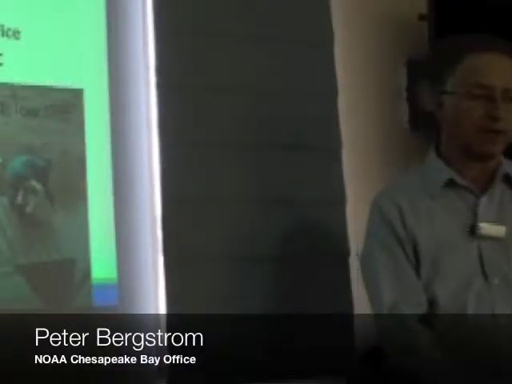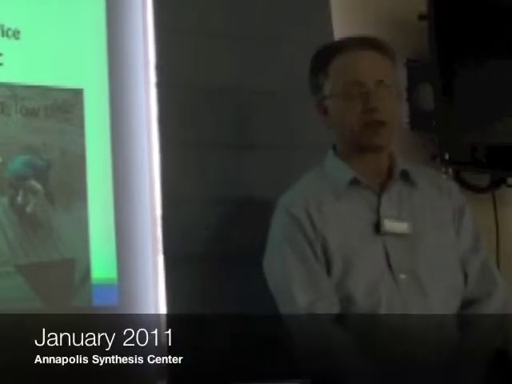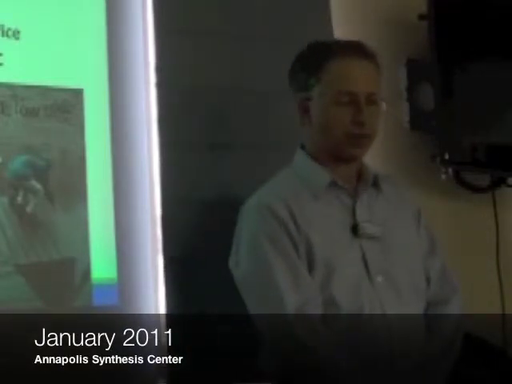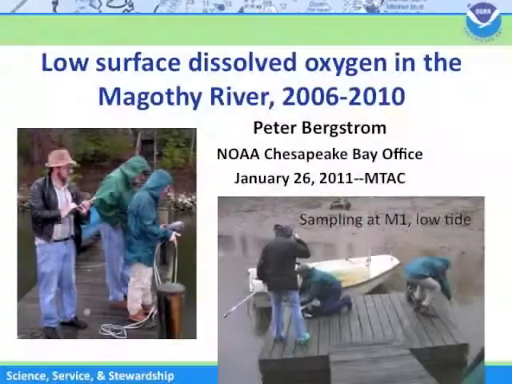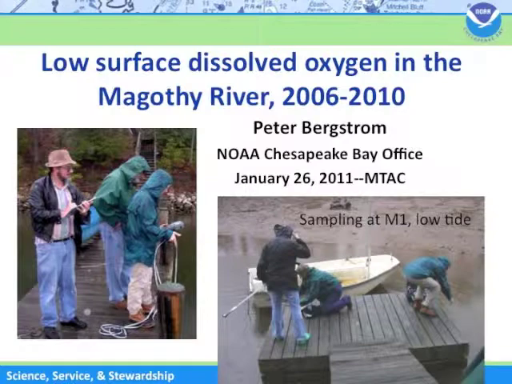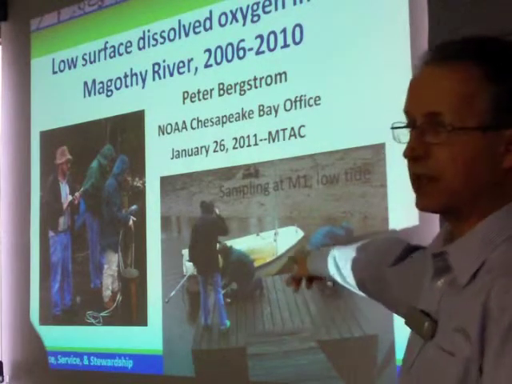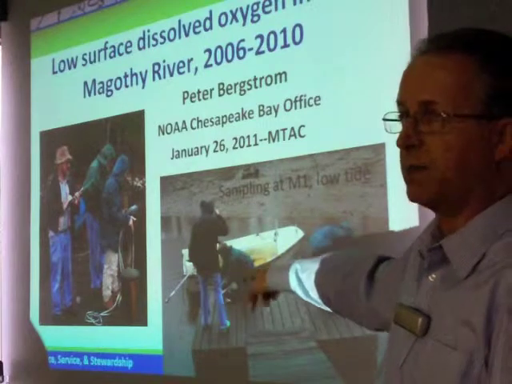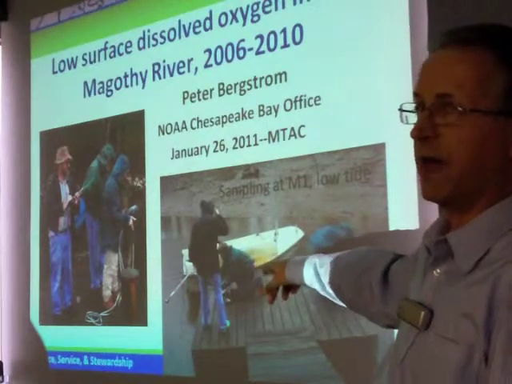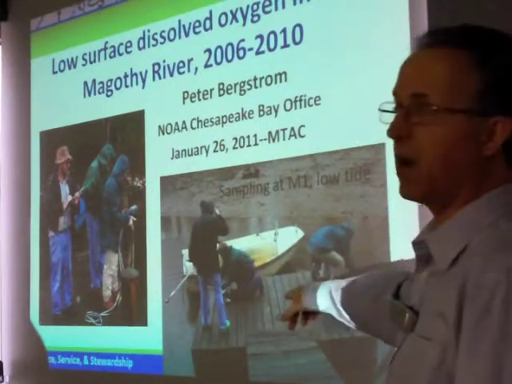To talk about dissolved oxygen in the Magothy River, and specifically about low surface dissolved oxygen, which is something you don't hear a lot about. These pictures on the first slide show some local volunteers monitoring on Mill and Dividing Creek, and in particular notice this monitoring site in the lower right, which is a very flimsy floating pier that was sometimes touching the bottom.